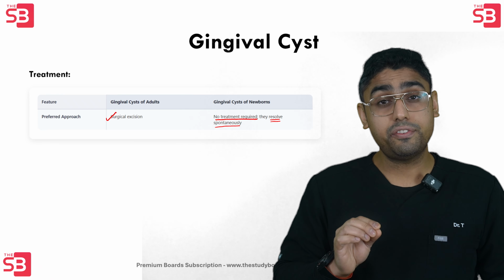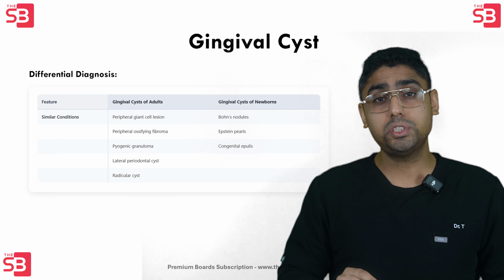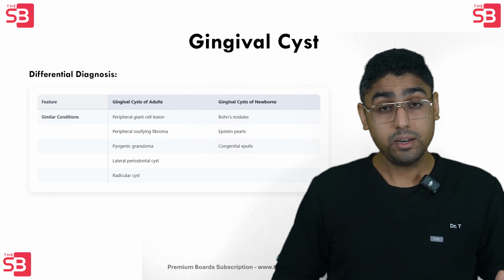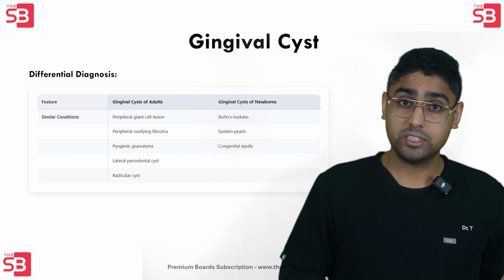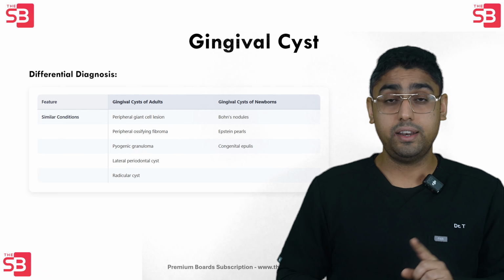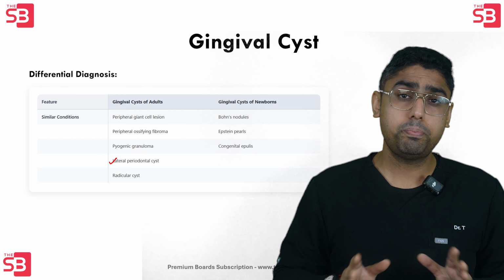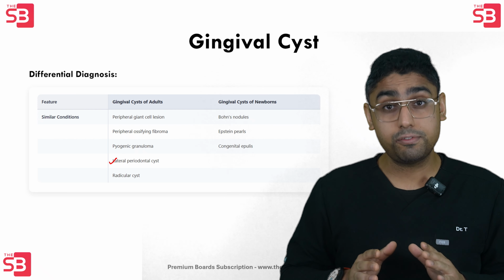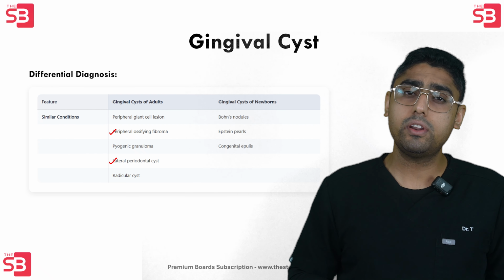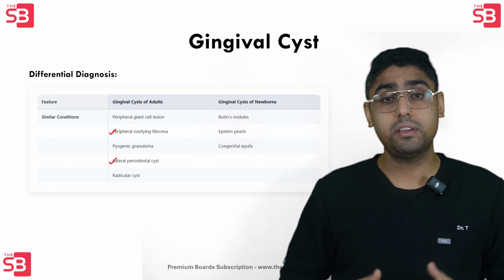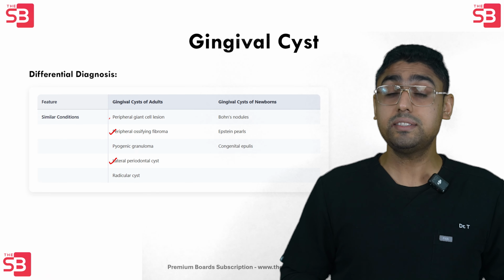Now let's talk about the differential diagnosis because it is very crucial for your boards and in clinical practice as well. In adults, you can compare it to lateral periodontal cyst, but bone gets involved in lateral periodontal cyst. Then think about peripheral ossifying fibroma, which is a firm, nodular, gingival mass, and then think about peripheral giant cell granuloma, which is having a reddish hue, and multinucleated giant cells are there.